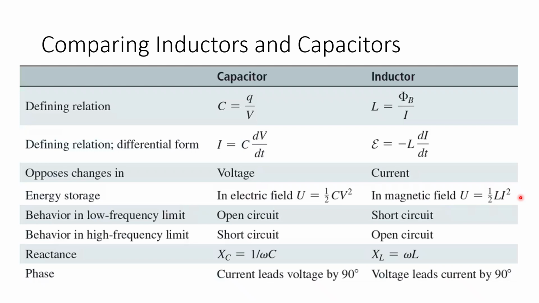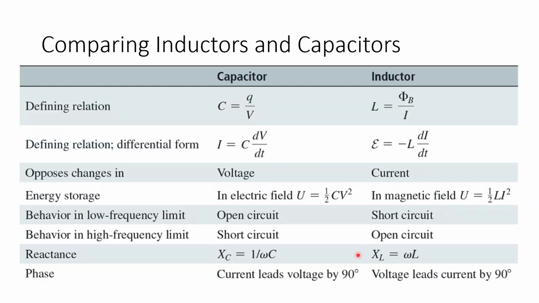Behavior in the low frequency limit has to do with the reactance, whether the capacitive or inductive reactance. For low frequencies, a capacitor acts like an open circuit. An inductor acts like a short circuit. In high frequencies, the capacitor acts like a short circuit, the inductor acts like an open circuit. We have the reactance, which is X sub C with a capacitor, so the capacitive reactance is 1 over omega C. The inductive reactance for an inductor is omega L.